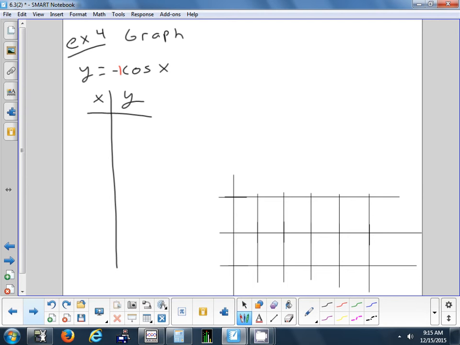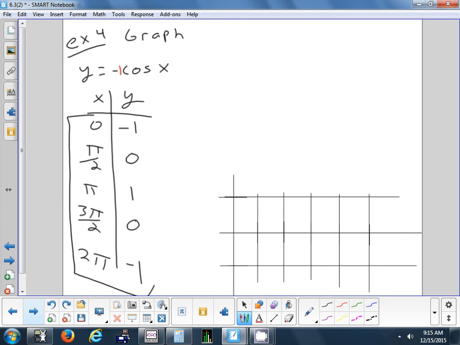So I'm going to go through the same steps, except now I'm just going to multiply all my y's by negative 1. Matt, could you tell me what I would get if I take all my y values and multiply them by negative 1 for cosine? Negative 1, 0, 1, 0, negative 1. Perfect. Those are my y values.